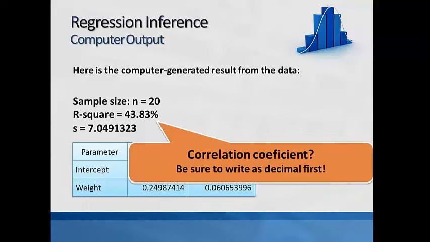Now, to calculate the correlation coefficient, the first thing we want to do is take the value of r squared and convert it to a decimal. So we want to rewrite 43.83% as 0.4383. Then, to calculate the correlation coefficient, we're going to take the square root of that value. Now, recall the square root of r squared is the absolute value of r. So our correlation coefficient could be positive or negative. To determine the sign of the correlation coefficient, we need to take a look at the slope of our least squares regression line. Since our slope is positive, our value for our correlation coefficient will be positive as well.